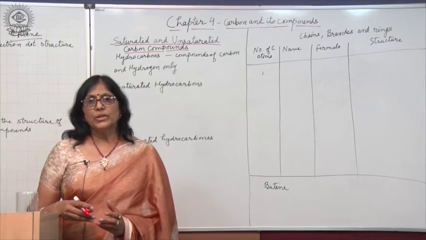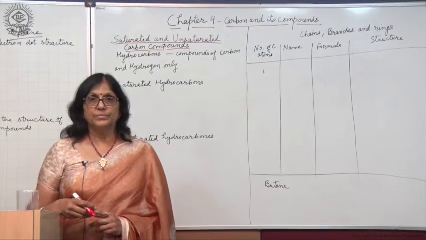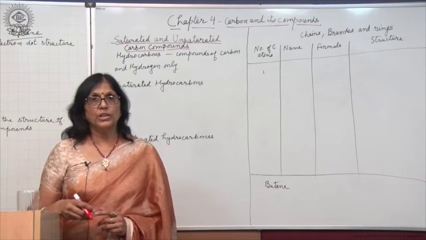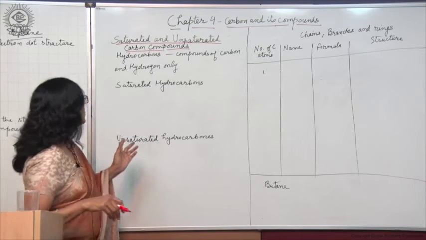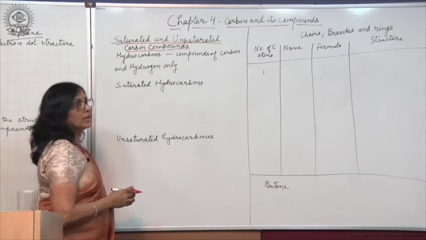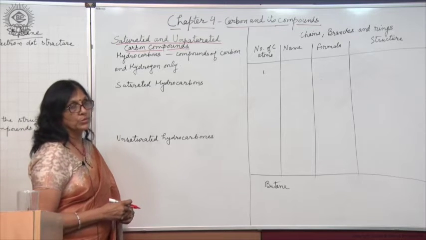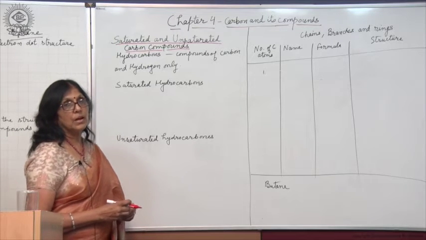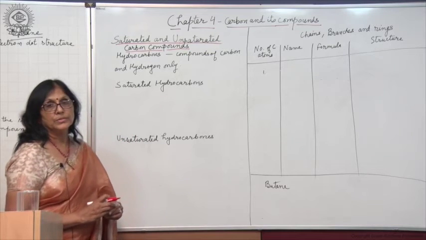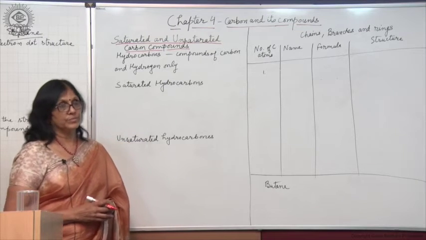Generally, carbon forms a large number of compounds with hydrogen only, and those compounds of carbon and hydrogen only are called hydrocarbons. So, carbon compounds are saturated and unsaturated, and also hydrocarbons are saturated and unsaturated both. Now we will discuss saturated hydrocarbons and unsaturated hydrocarbons, that is, the compounds of carbon and hydrogen only.